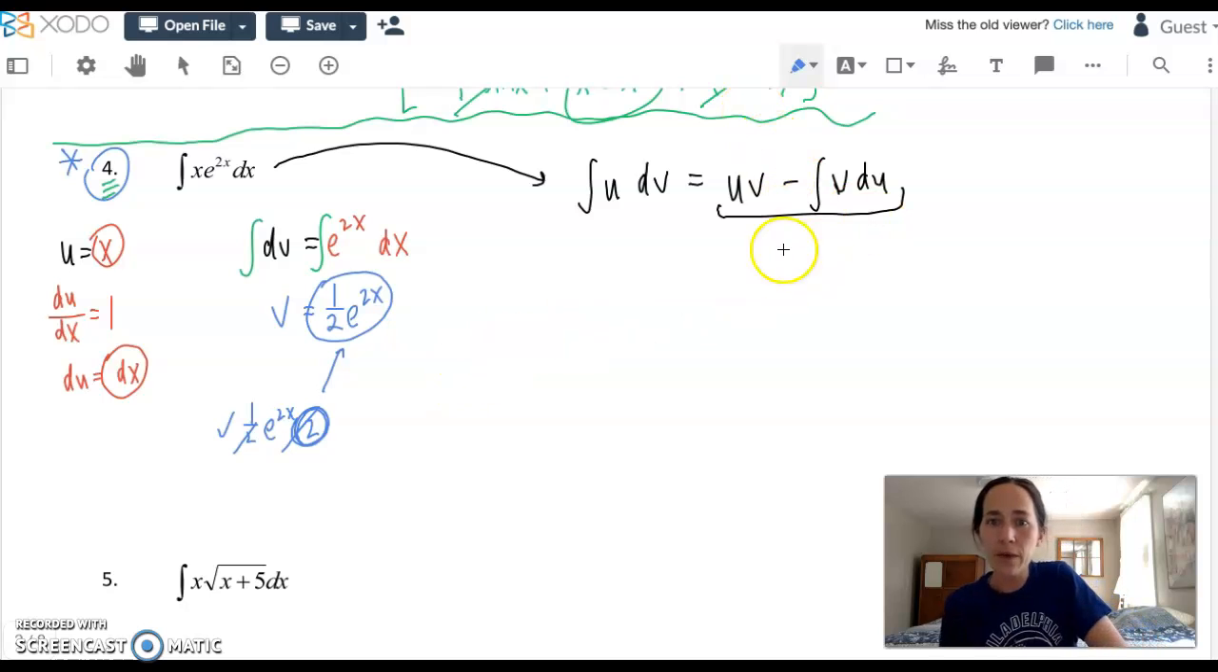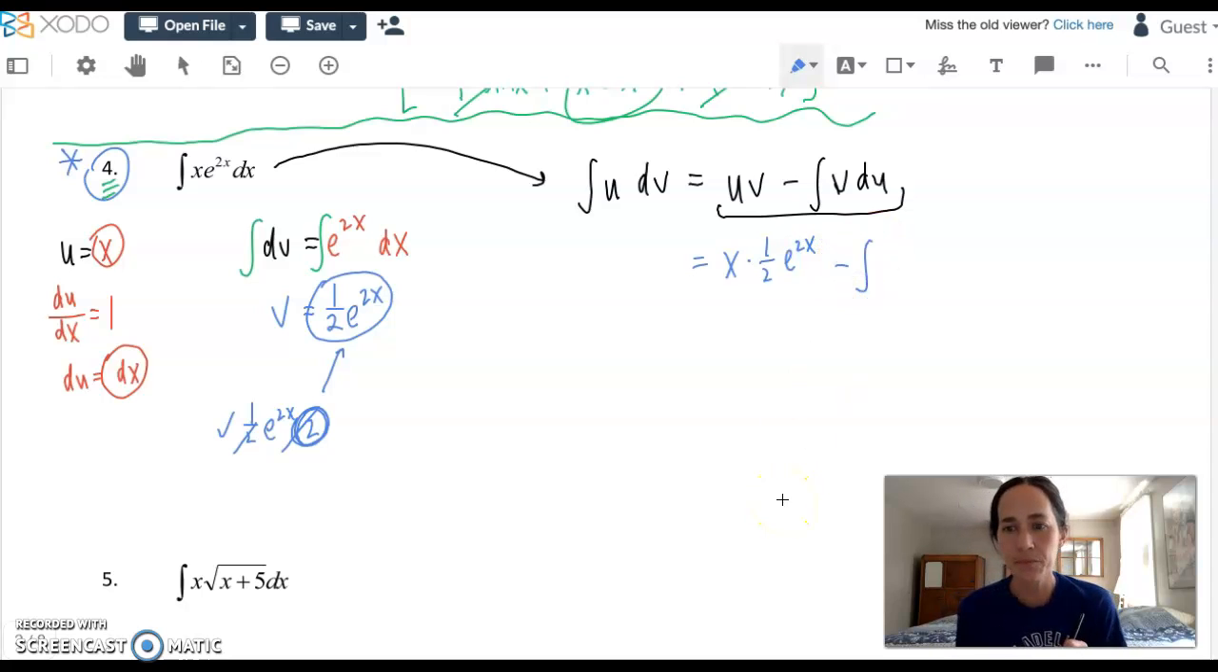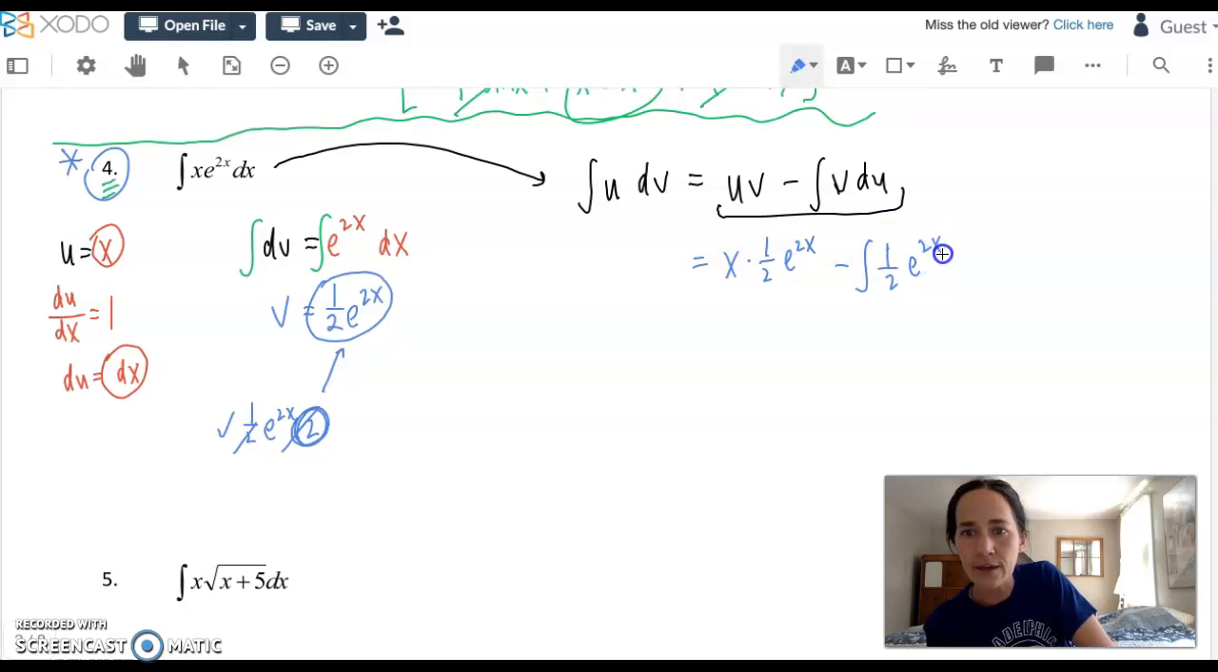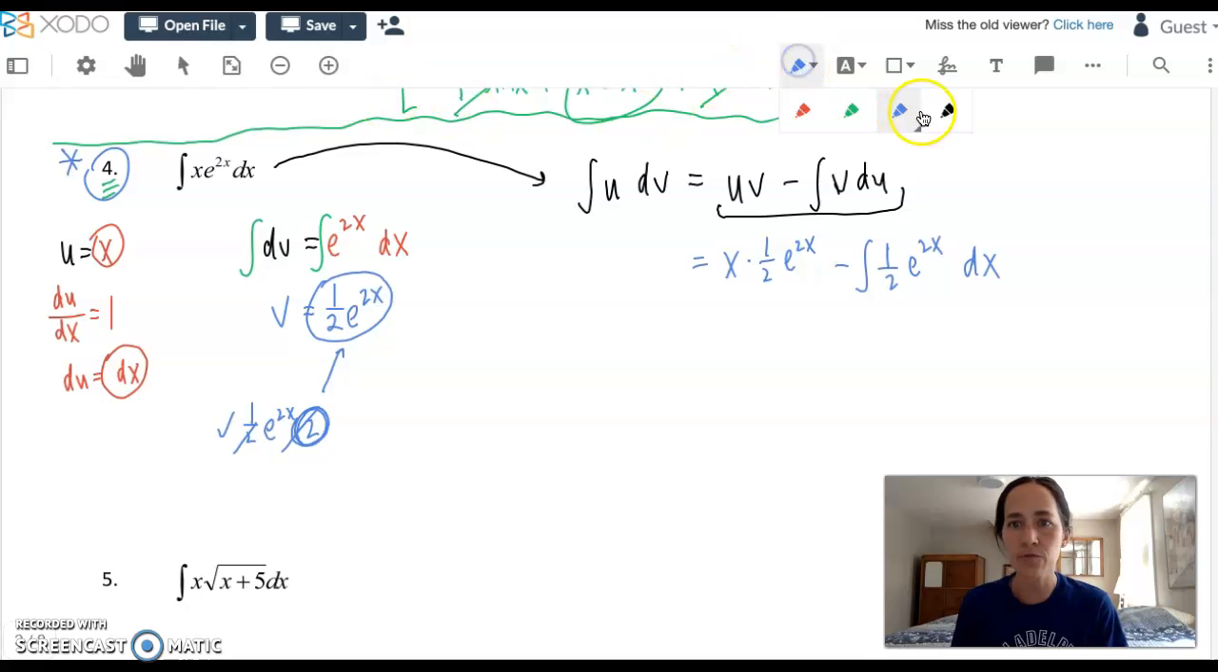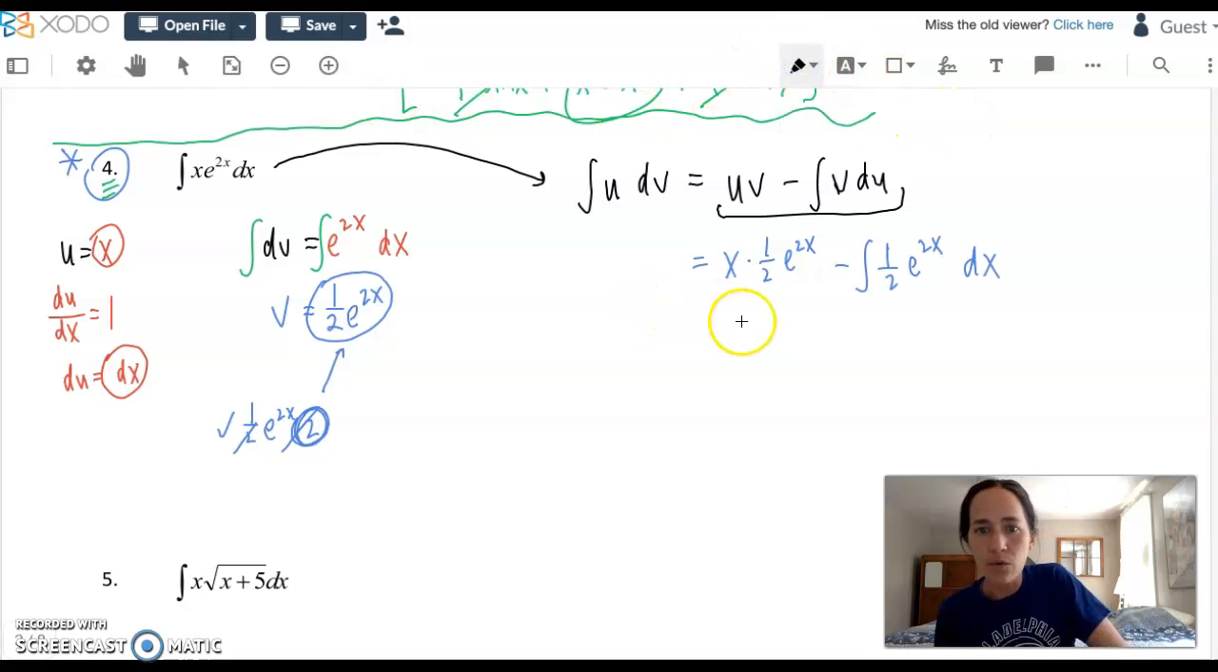Okay, time to go back to this formula. I think we're good to go. What is u? U is x. What is v? V is what we circled here, so 1/2 e to the 2x, which is going to get used again in a second. Integral of v, so 1/2 e to the 2x again. And then du, where are you? You're over here. We can write dx. Okay, so we're almost set. We've got a little bit more simplifying to do, but that's not a big deal. We'll leave this first part.